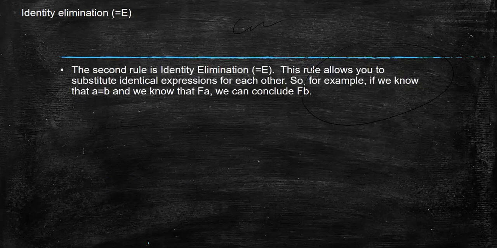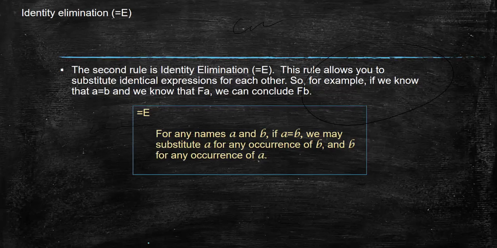So the second rule, identity elimination, gives us a little bit more power. This rule allows you to substitute identical expressions for each other. So for example, if we know that A equals B, and we know that F of A, we can conclude that F of B by just substituting B for A in F of A.